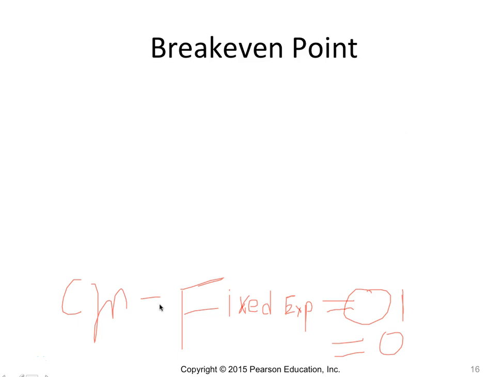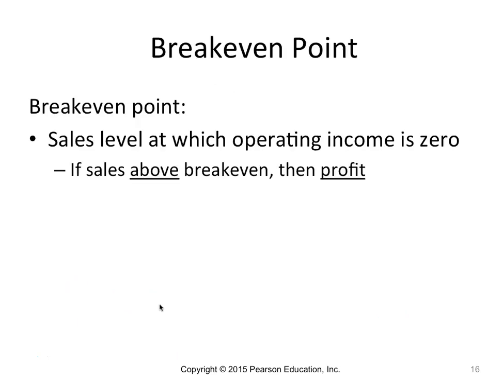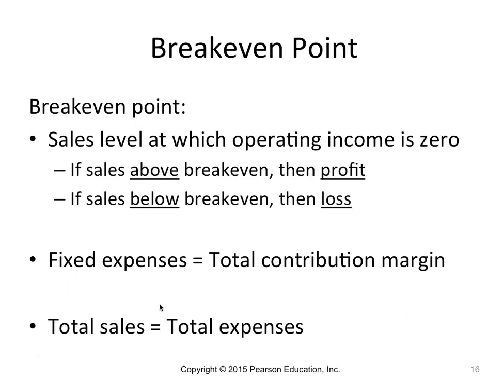Okay, let's remove that so we can find this out. Total sales equal total expense. Total expense is the variable expense plus the fixed expenses. So if the sales equal all the expenses, then we get to zero, because sales minus variable cost minus fixed cost equals zero. That means total sales equals total expenses, right? So this is simple math.